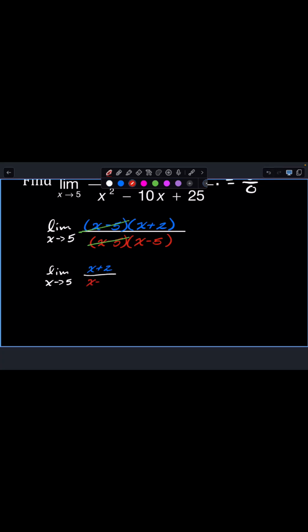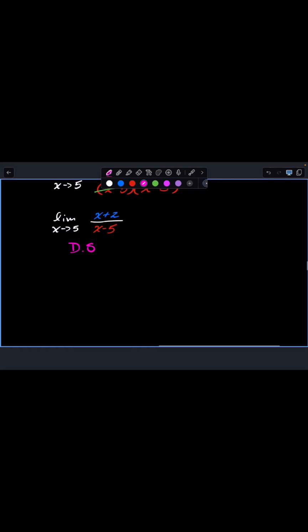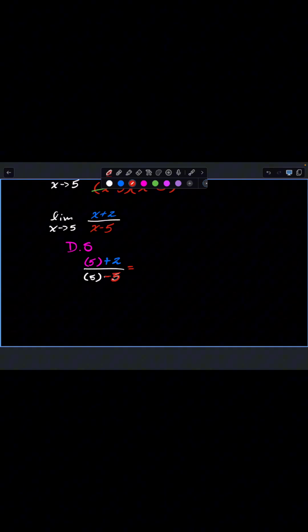Now, at this point, nothing else simplifies. So now what do we do? Direct substitution. We like to abbreviate that with D.S., which is direct substitution. So we put 5 plus 2 divided by 5 minus 5. 7 over 0. Which is undefined, technically.